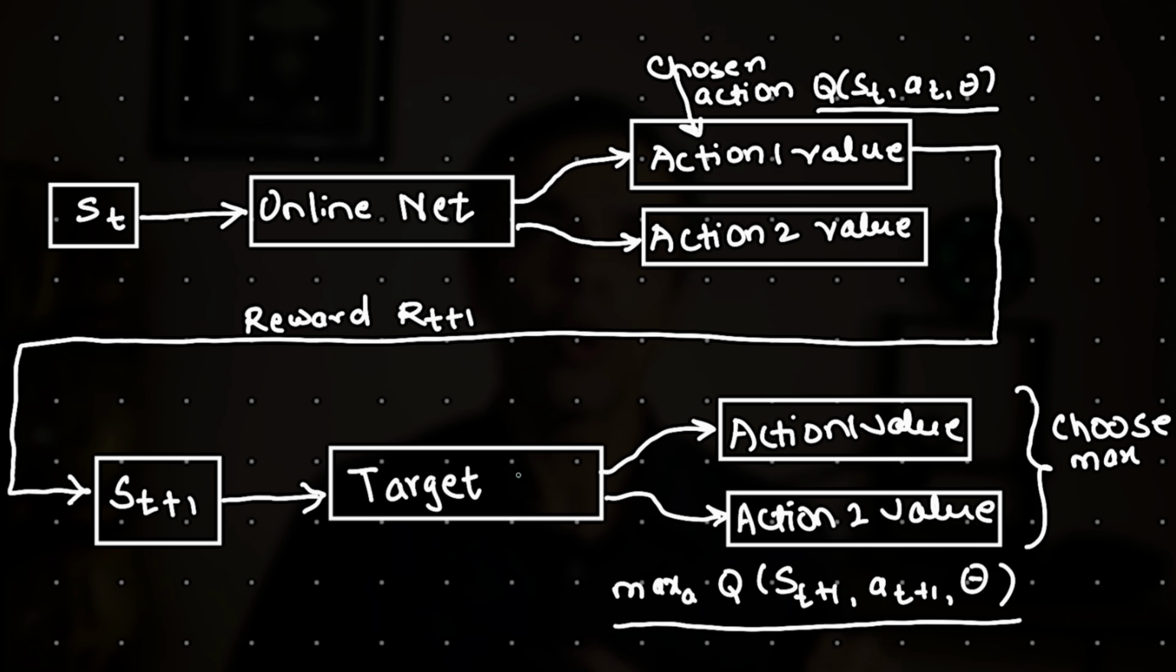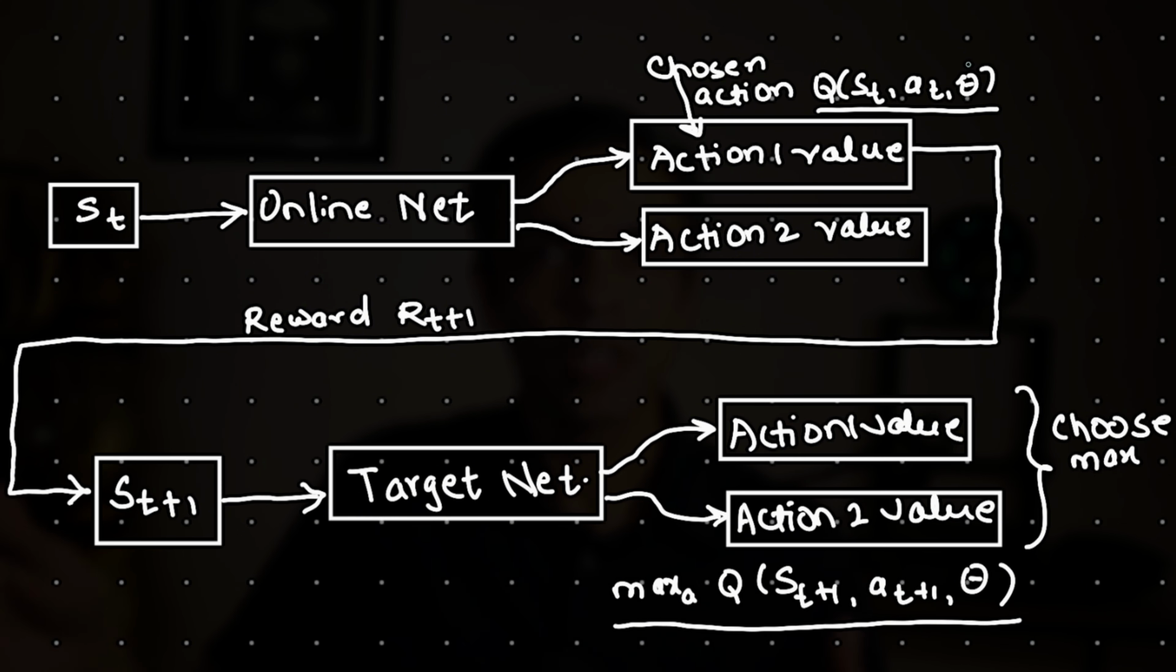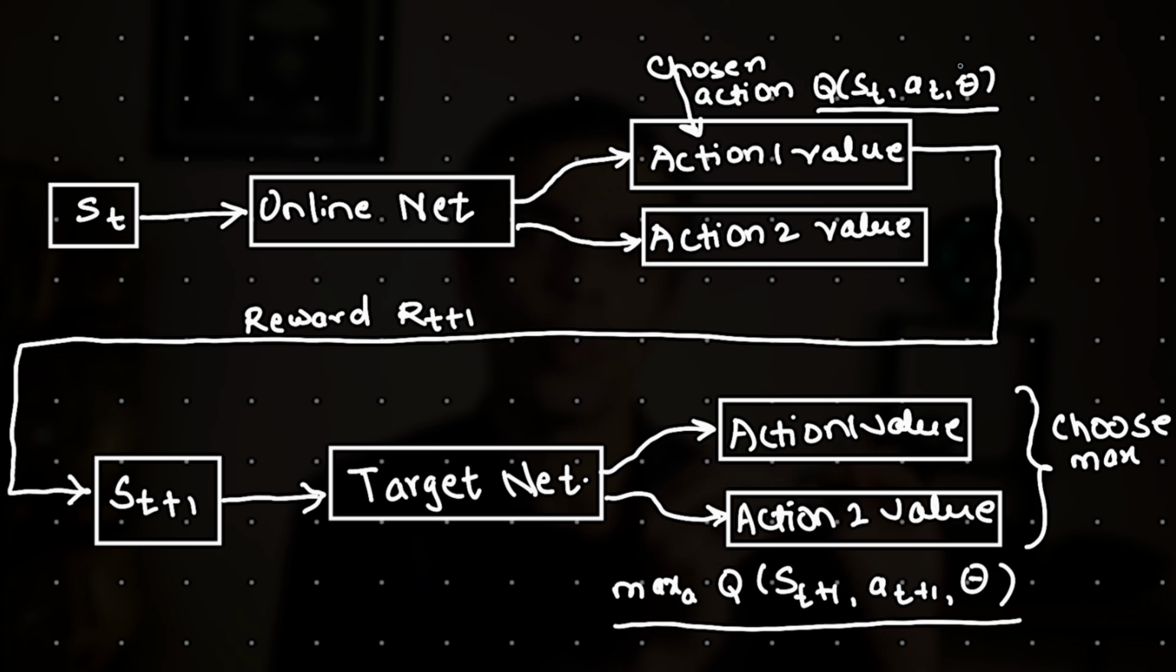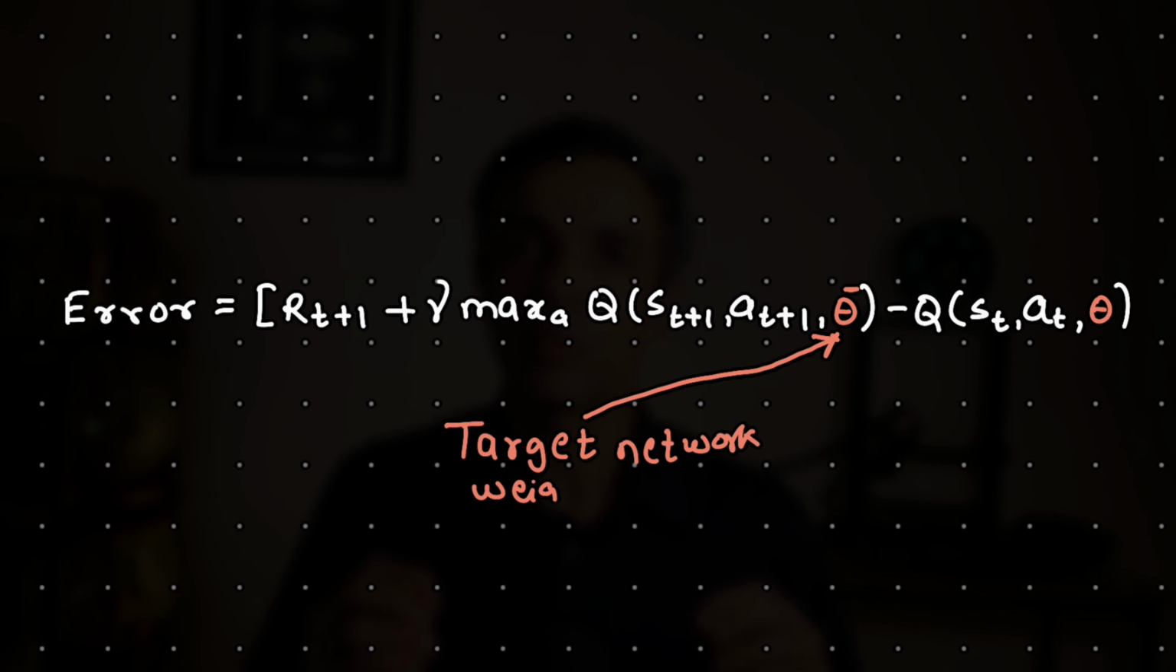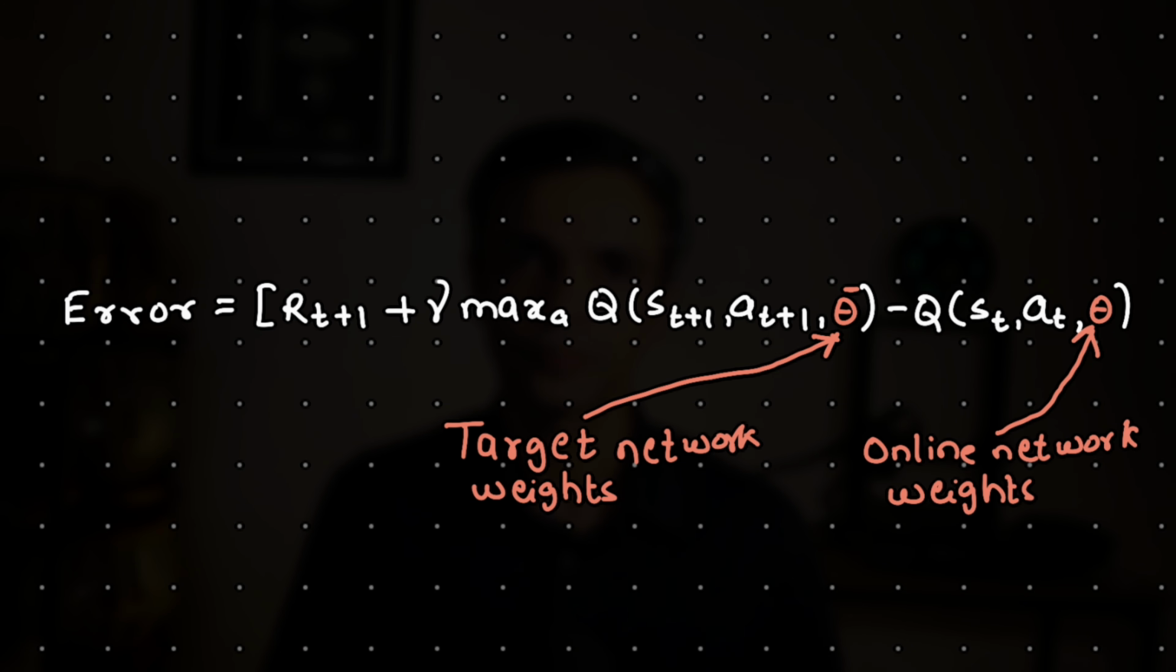We will update the online network at every time step, but we will use the target network to calculate our target values. Every few time steps, we will make our target network weights and parameters equal to our online network weights and parameters. This will significantly help our neural networks to learn without divergence. The error then gets modified to this equation. After that very long explanation, we are ready to look at the code.